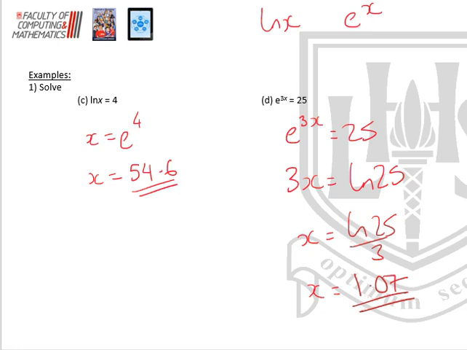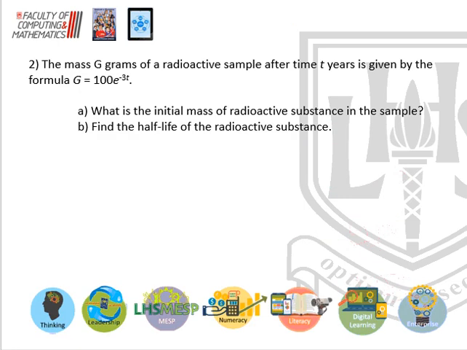Now these come up most of the time in exams in this sort of format, with a story related to something like half-life or decay or population growth. The mass g grams of a radioactive sample after time t years is given by the formula g is equal to 100 e to the power minus 3t. What is the initial mass of radioactive substance in the sample? And then find the half-life of the radioactive substance.